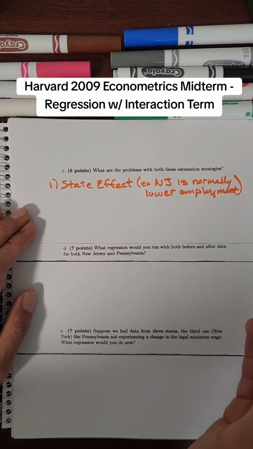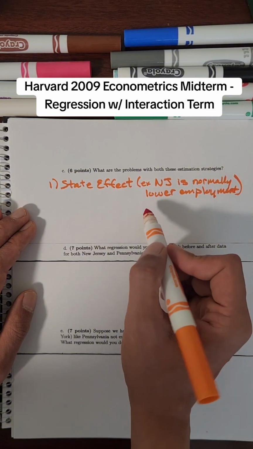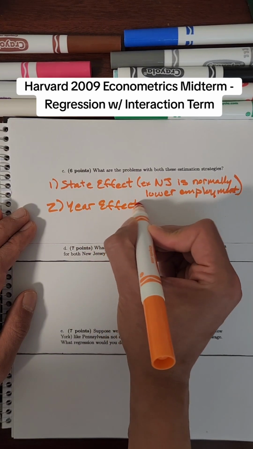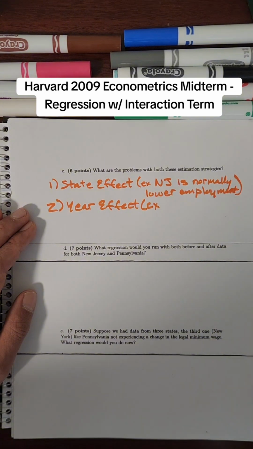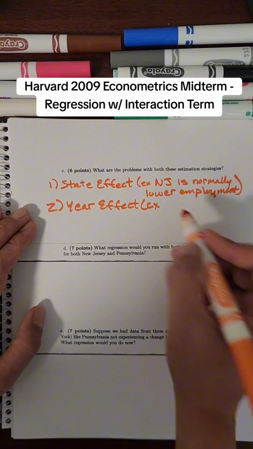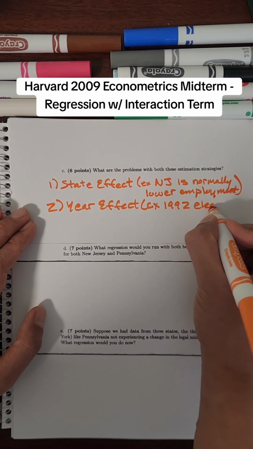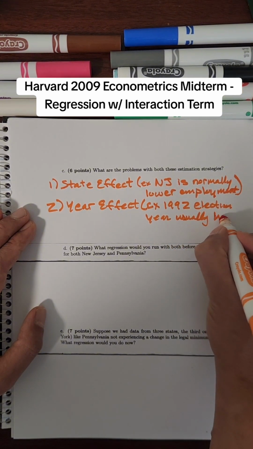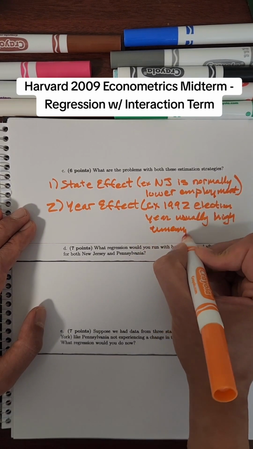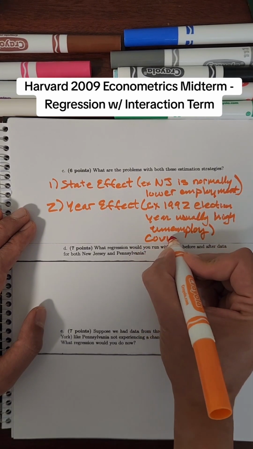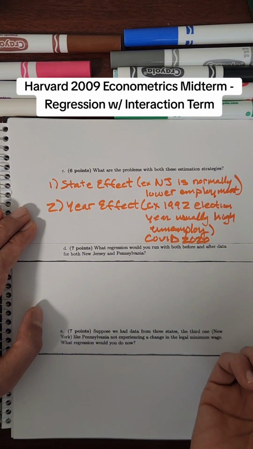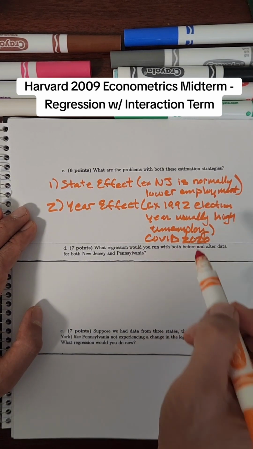It could be a difference in age, maybe they have a lot more younger people, or a lot more homeless people, or a lot more unemployed people, whatever it might be, that's very New Jersey specific and might be giving it lower employment overall. And then the other effect might be a year effect. For example, let's say 1992 was an election year, and election years usually have high unemployment. An extreme example is COVID, which happened in 2020 and pretty much plummeted employment rates. It's not because of some minimum wage change, it's because of COVID, which happened to happen in 2020.